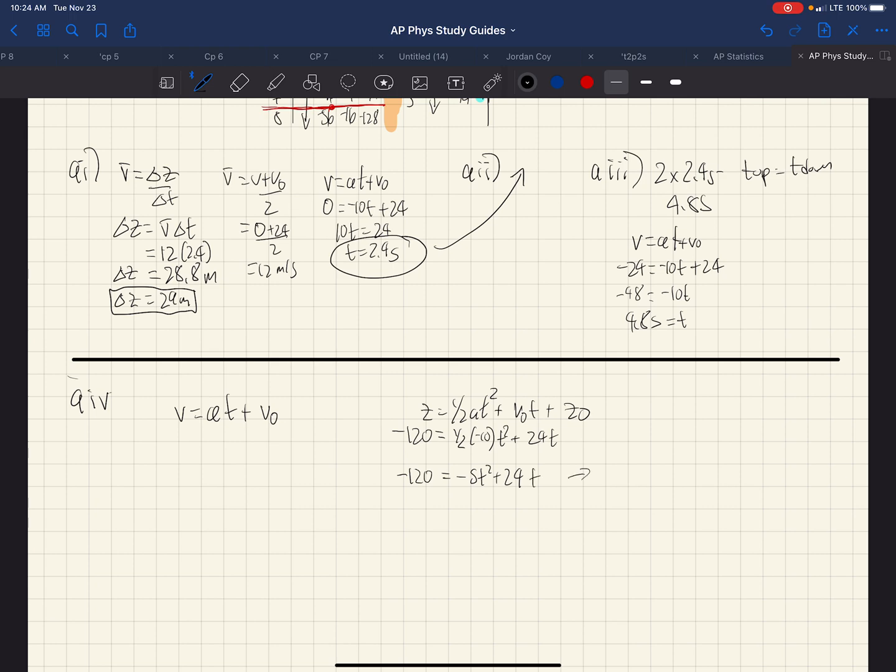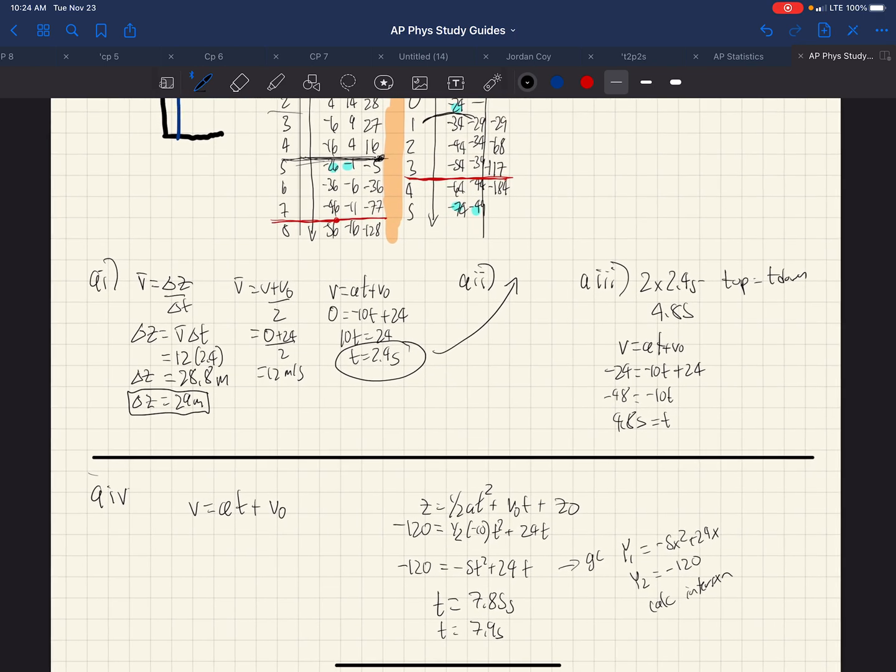Now we could put this into our graphing calculators, and we could set y1 equal to minus 5x squared plus 24x. And y2 we can set equal to minus 120. And we can calculate an intersection. And that value turns out to be, when we do that, 7.85 seconds, which to two significant digits is 7.9 seconds.